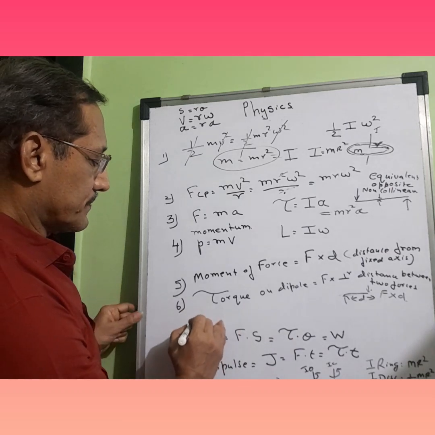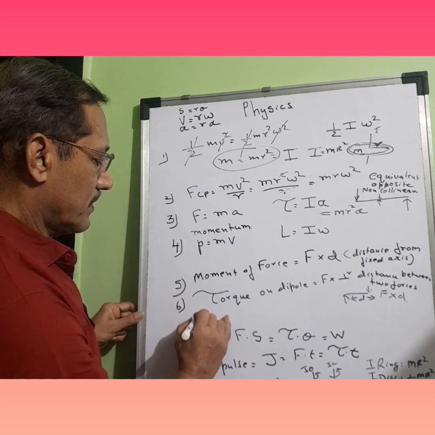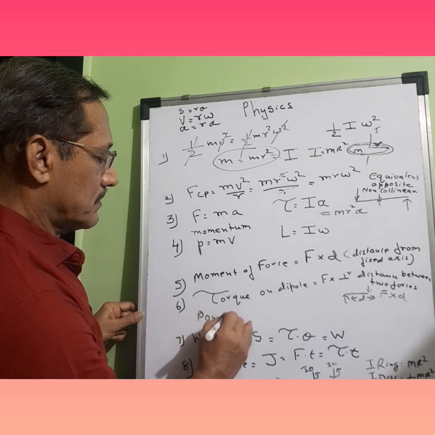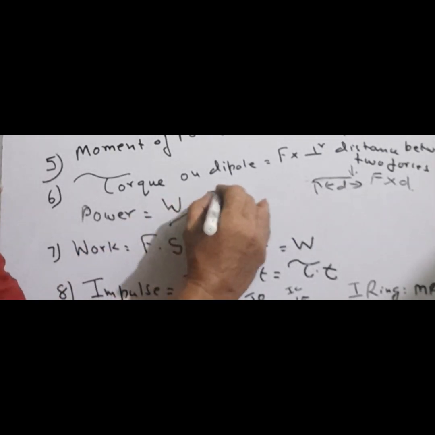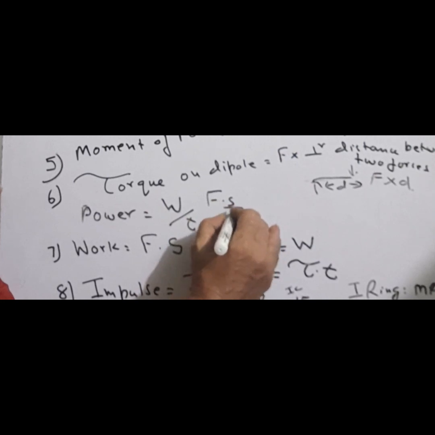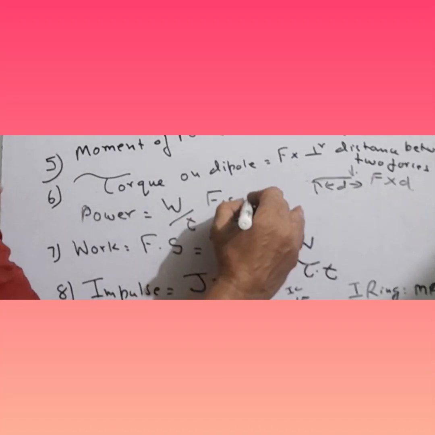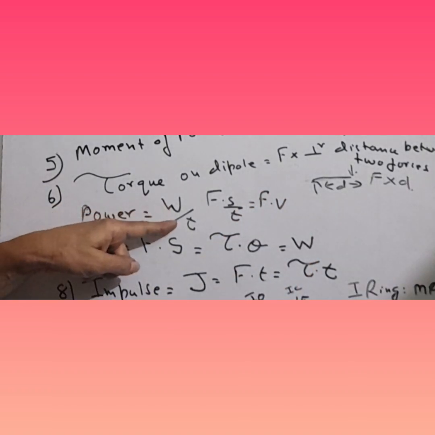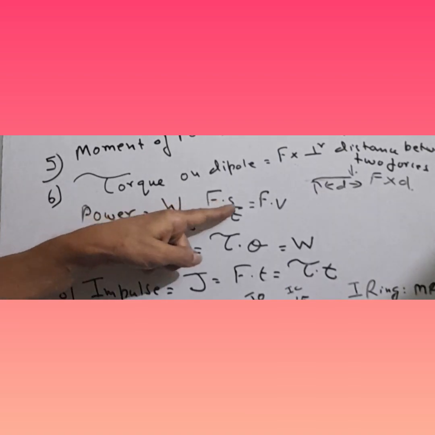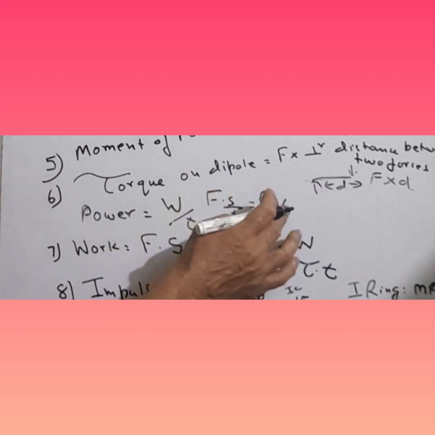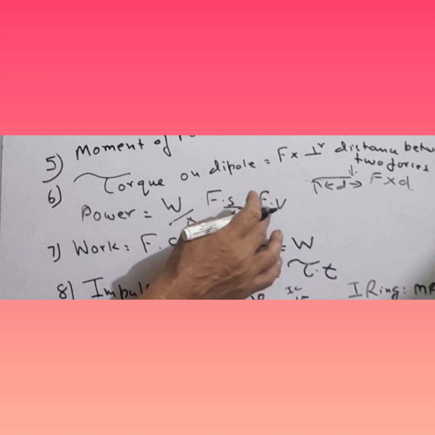Now what is power? Power is work upon time, the rate of doing work. Work is F into S upon T. S upon T is velocity. So this becomes force into velocity. So power is equal to F into V.